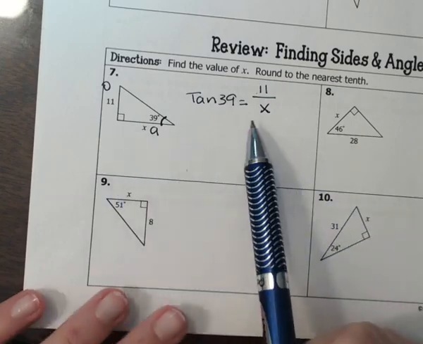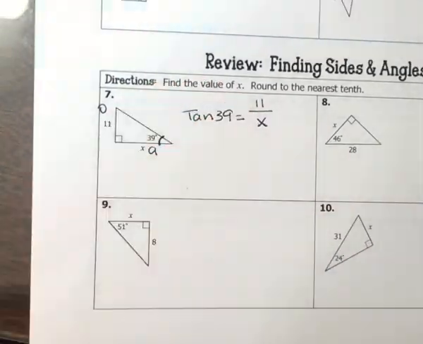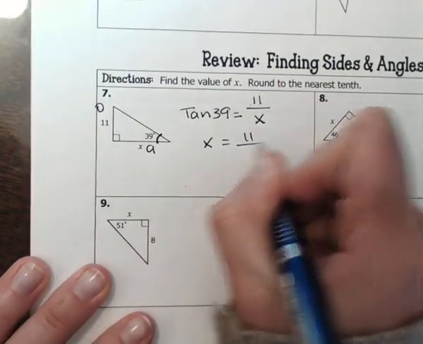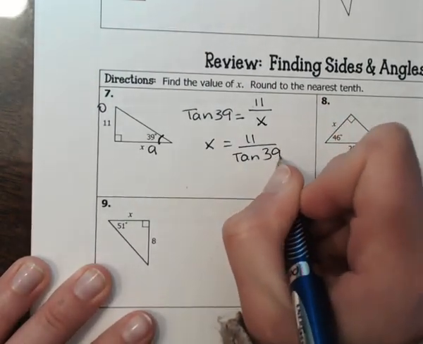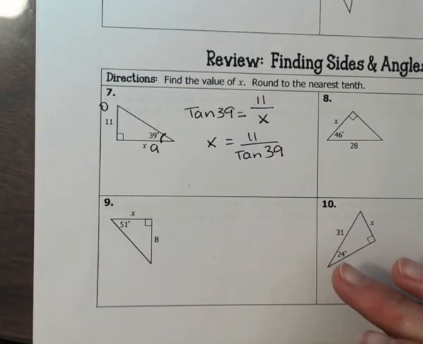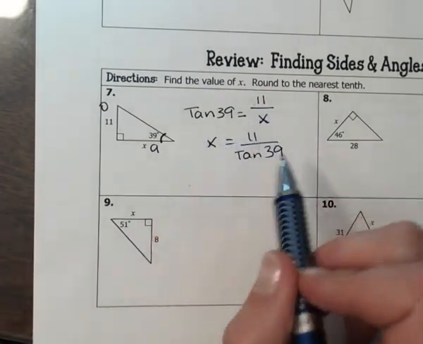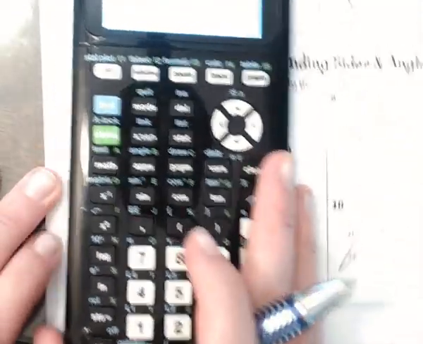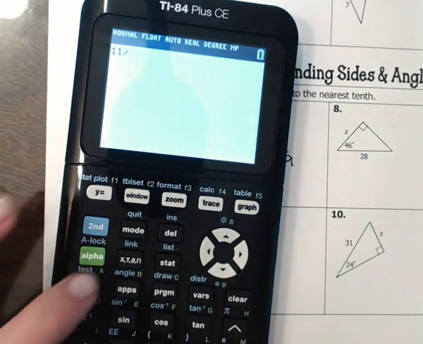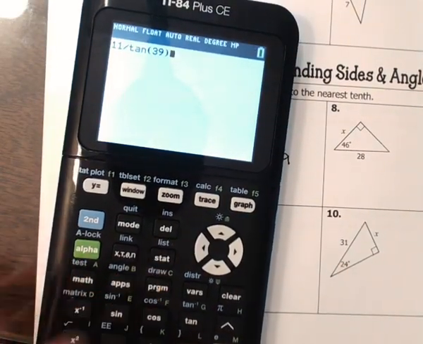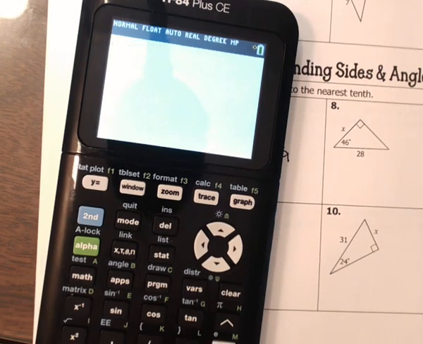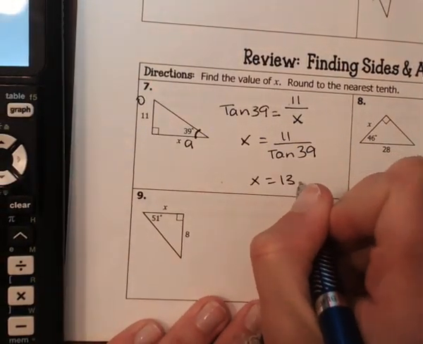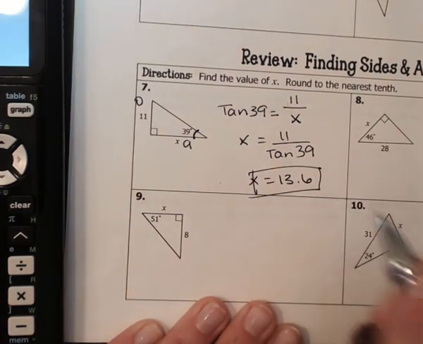Solving for a missing side, when the variable's on the bottom, the shortcut is you can flip the trig function and the degree with the x. So it will become x equals 11 over tan 39. And then you just type it in your calculator that way. You can only do that if the variable is in the denominator. So we type it in as 11 divided by tangent of 39. So you're going to see some of the problems you use division and some of them you don't. So x equals 13.6 for number 7.